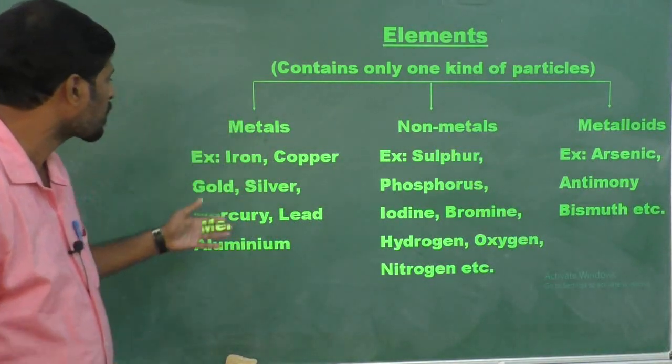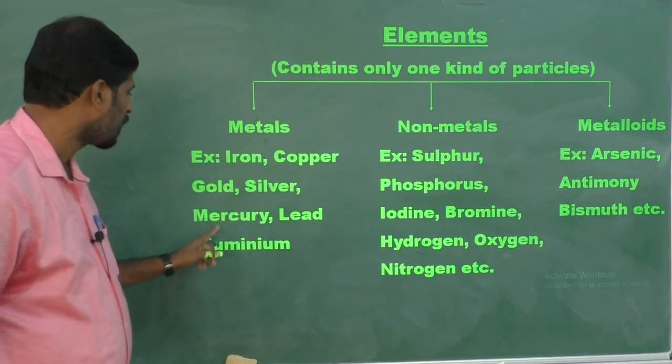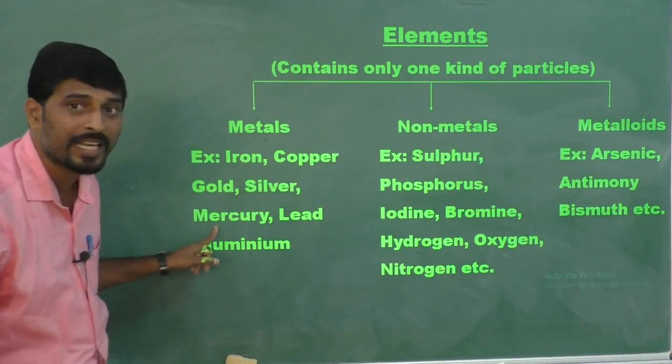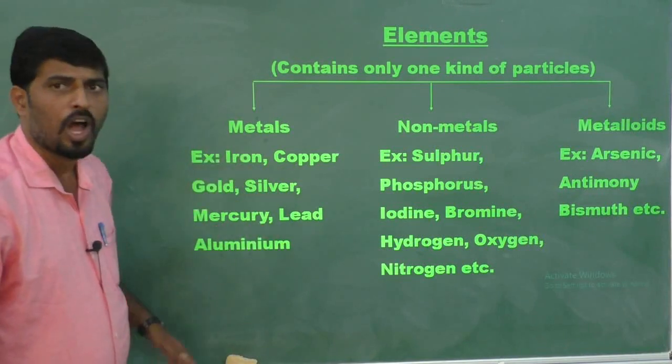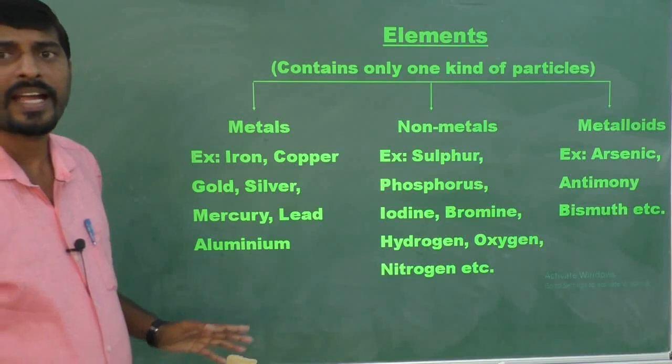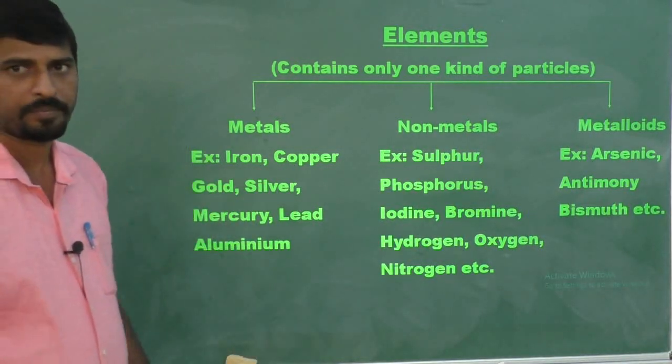The best examples of metals are iron, copper, gold, silver, mercury, lead, aluminium, etc. Please remember, mercury is a liquid metal. Almost all metals exist in the solid state except mercury.